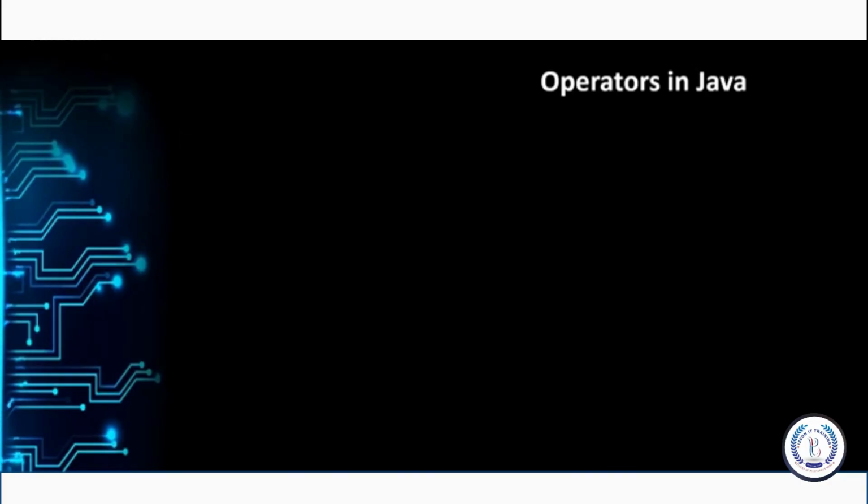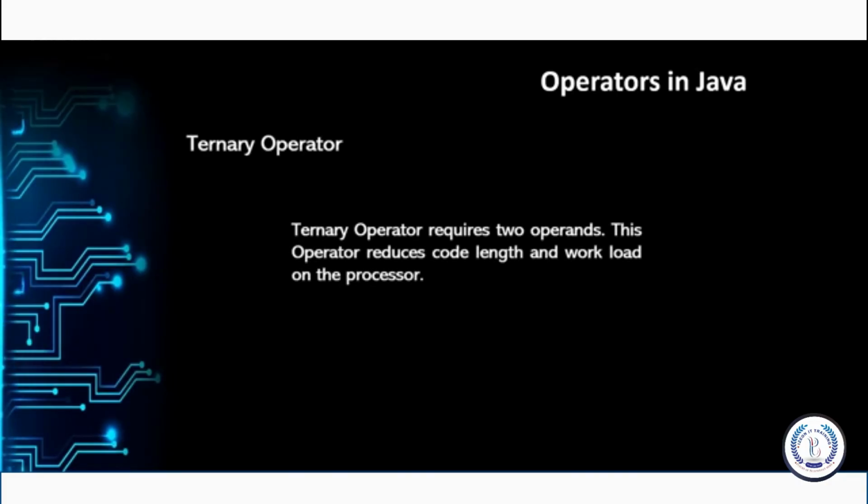Now moving ahead, we shall understand the next type of operators, which are the ternary operators. The ternary operator is a simple but highly powerful operator used in Java programming language. This particular ternary operator will reduce the code length to one line. To understand this in a much better way, let us execute a sample program.